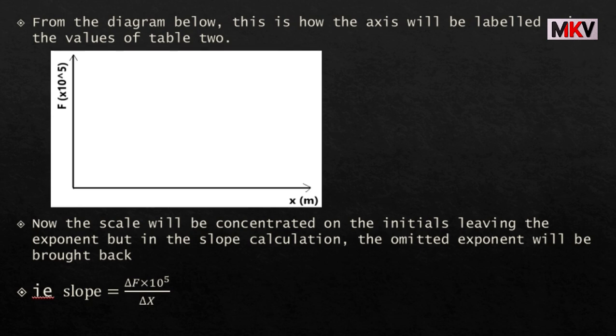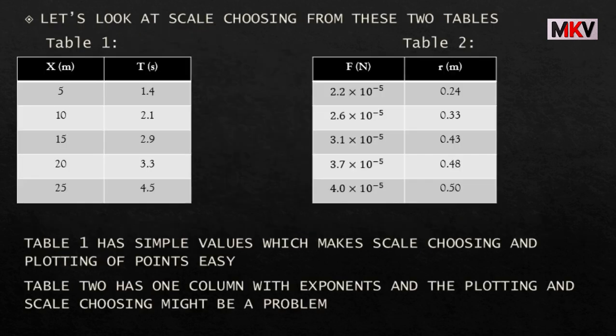Then we maintain the unit for the x-axis, which had no exponentials, because we can find the scale for those values. After you have done that, you then come to choosing your scales. With the scale choosing, you pick the initials of the exponent: 2.2, 2.6, 3.1, 3.7, 4.0. Use those values to choose your scale. Since you've omitted the exponentials, that's how you're supposed to go about it. You choose your scale from these values to plot your graph.